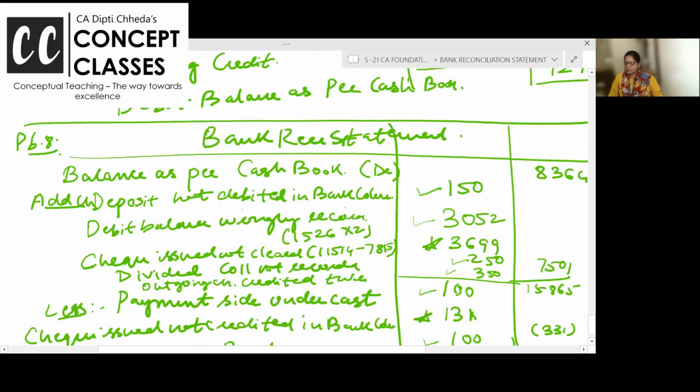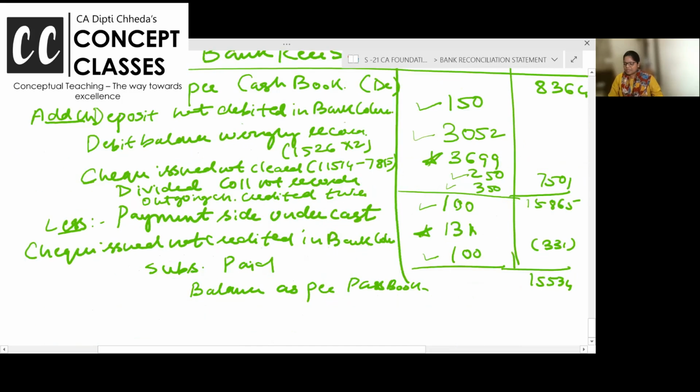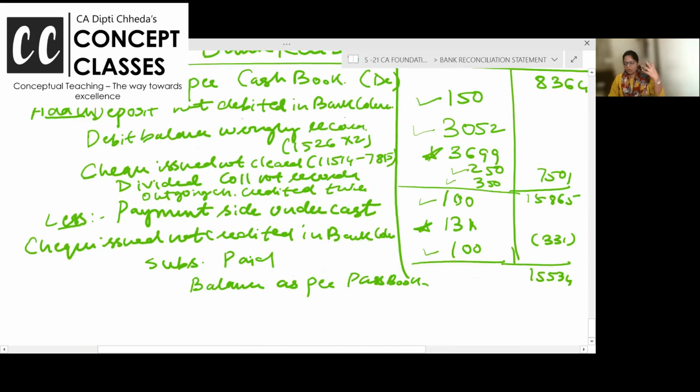In my books, bank balance is 8364. These are the entries not recorded or wrongly recorded. The tick mark ones, if I correct them, I will get a correct balance. As per the adjusted cash book, the BRS should start with that correct balance. And then only two items will come in the BRS: one is timing difference, another is error of the passbook. Clear to all of you, right? Sure.